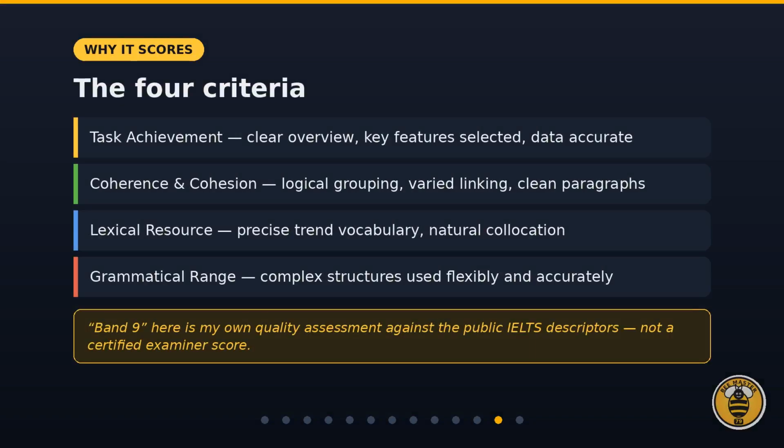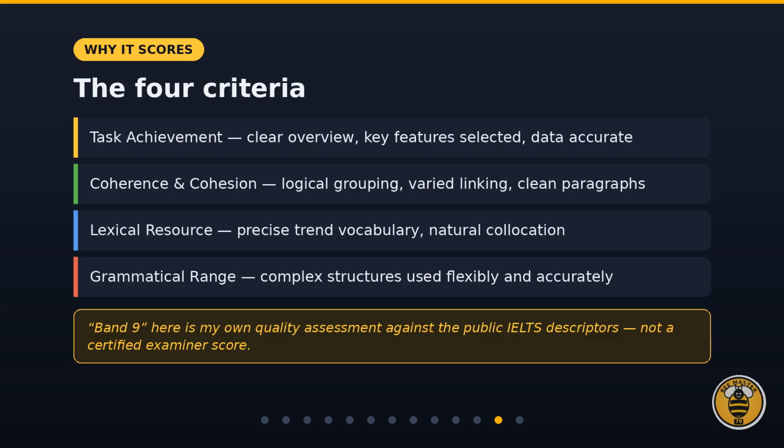So why would this score highly? Task achievement. There is a clear overview. The key features are selected, and the data is accurate. Coherence and cohesion. The countries are grouped logically and the linking is varied. Lexical resource. The trained vocabulary is precise, and grammatical range. Complex structures appear naturally, not forced.